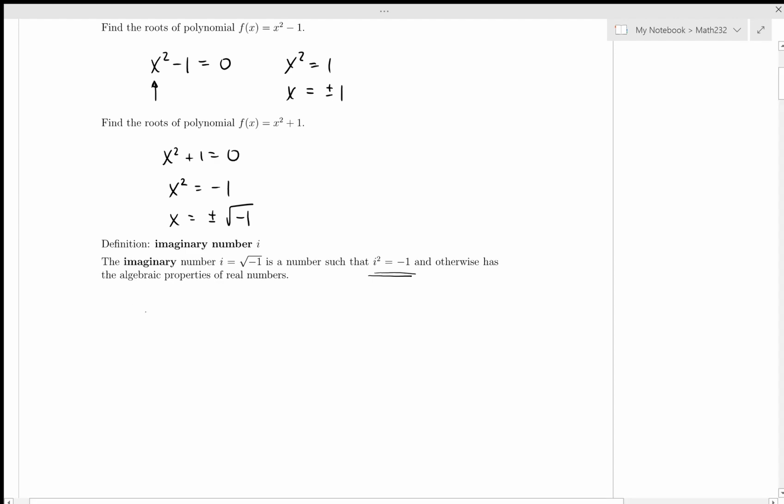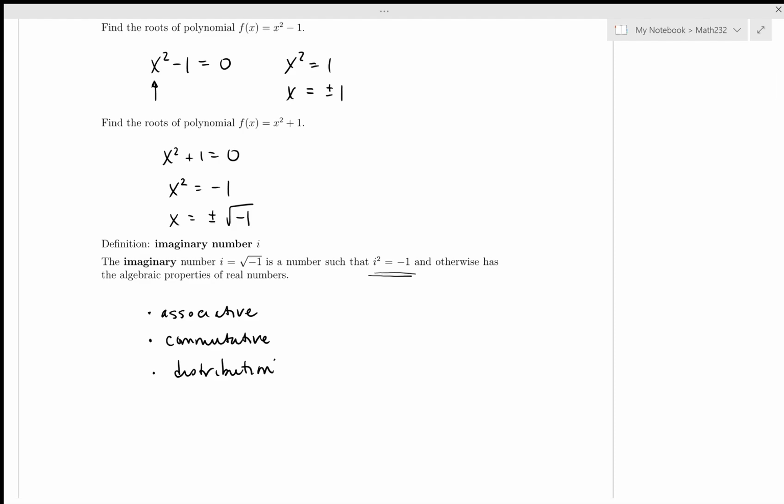So for example, arithmetic is associative, it's commutative, distribution applies, all these things. We're going to learn how to add, subtract, multiply them, divide them. They can be solutions to equations, they can be inputs to functions, etc. Okay, so they're working just like the other numbers, but this number is a special number defined in this way.